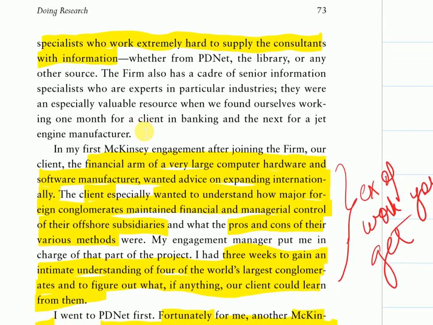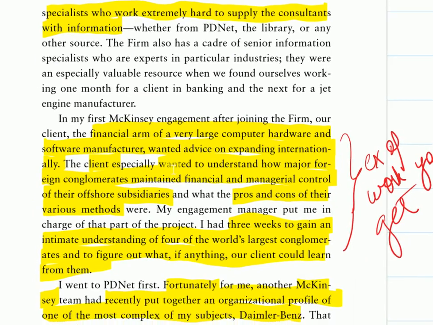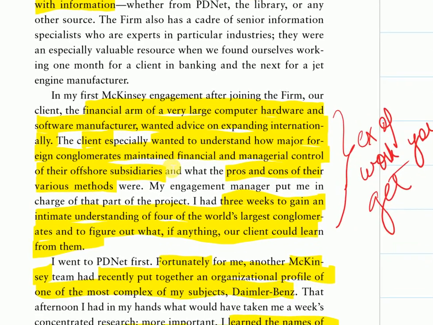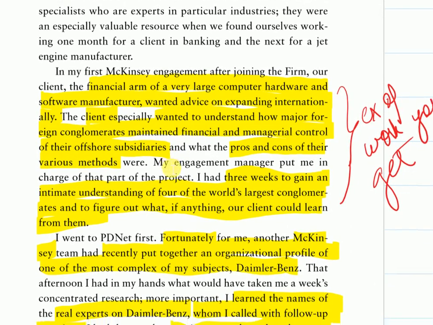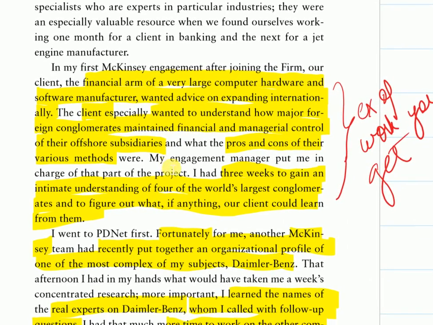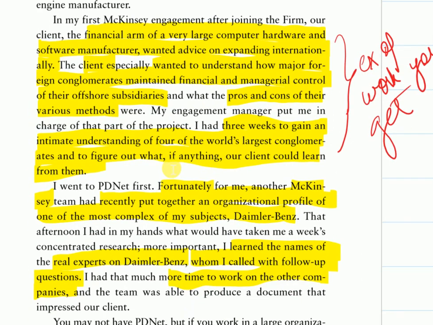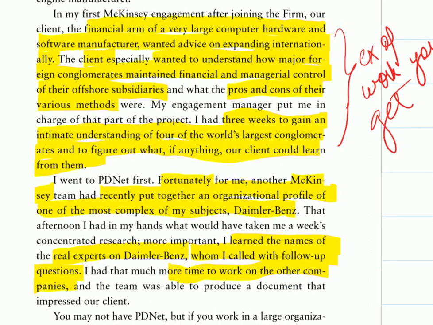To support what the author has said, he gives an example of an assignment that he had faced. He says that the financial arm of a very large computer hardware and software manufacturer wanted advice on expanding internationally. The client wanted to understand how the major foreign conglomerates maintained financial and managerial control over their offshore subsidiaries, and what were the pros and cons of the different methods? The author had only 3 weeks to gain an intimate understanding of four of the world's largest conglomerates and to figure out if there was anything our client could learn from them.